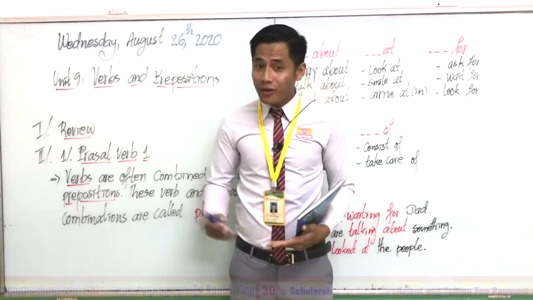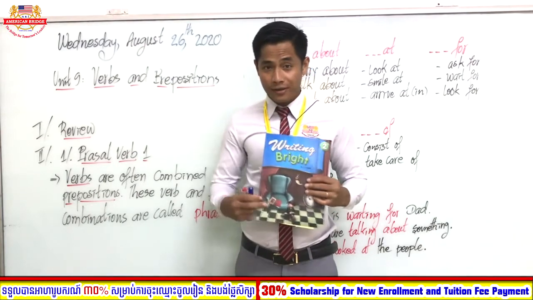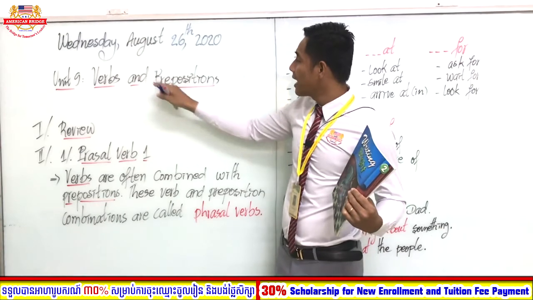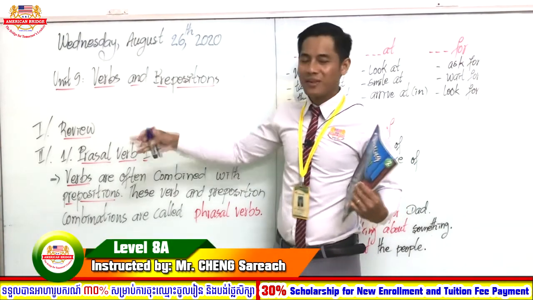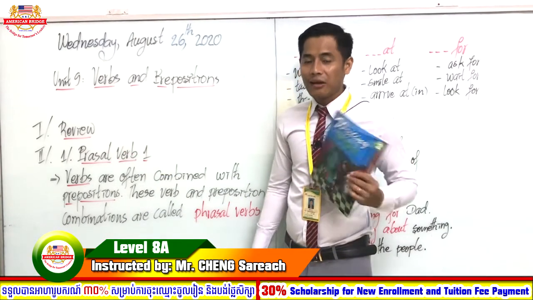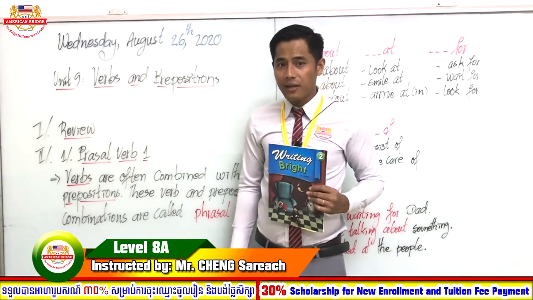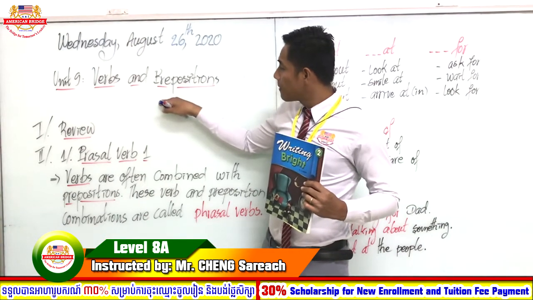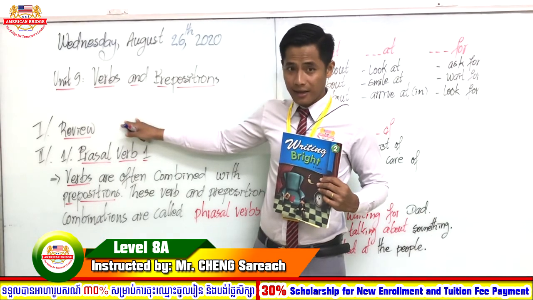So according to our schedule for today, we are going to learn from Writing Practice Book 2 for the second session. Okay students, this is Unit 9, Verbs and Prepositions. Verb plus preposition we call a phrasal verb, right? Until now, we have learned about phrasal verbs already, but in this unit we will learn again about verbs plus prepositions. You will know exactly how to use them in a sentence, okay?